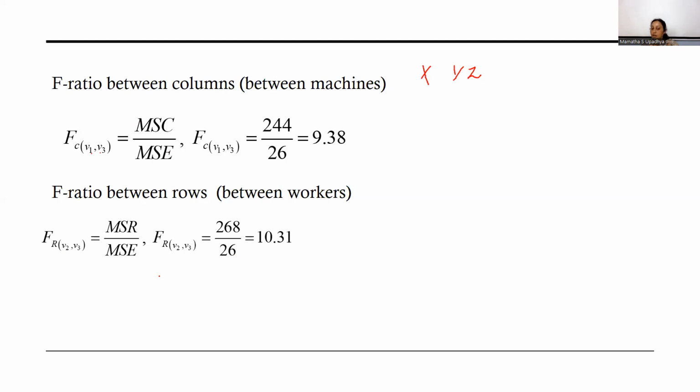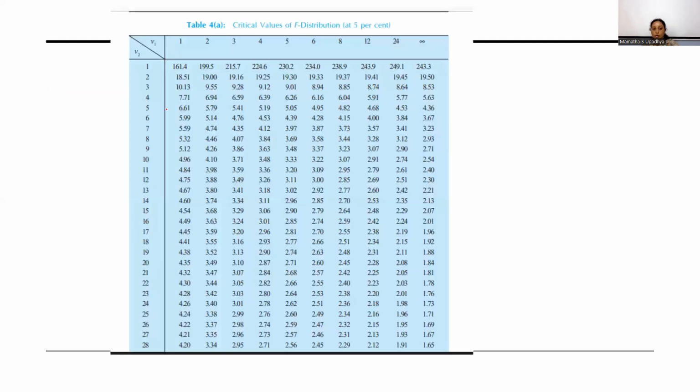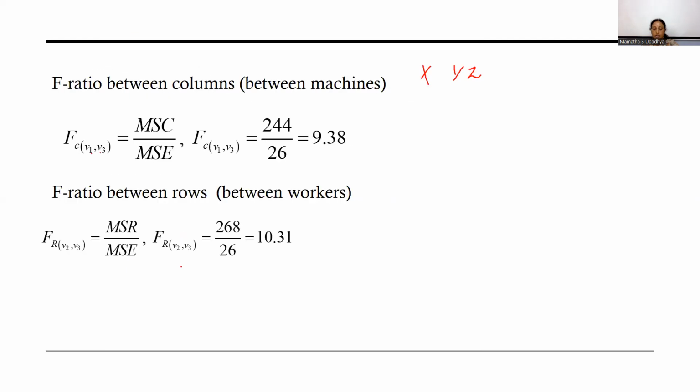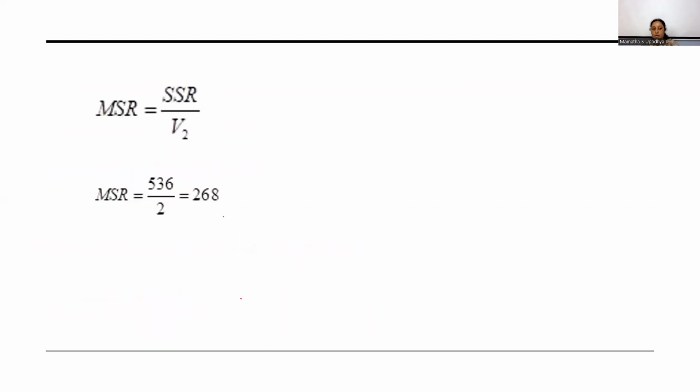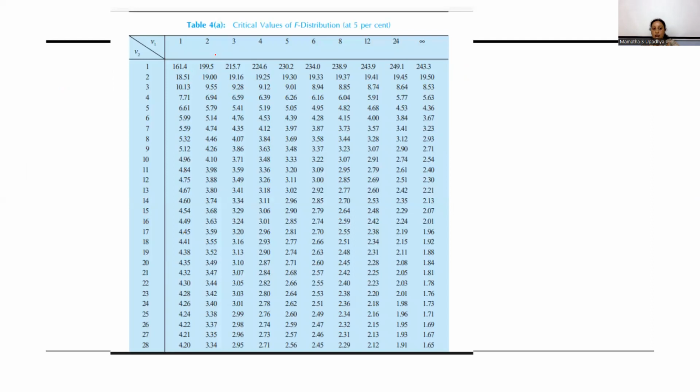Now we have to check the table value. So how to check the table value? Our V1 is 2 here, right? So here we have calculated V1 as 2 and V3 as 4. So V1 as 2 and V3 as 4. With respect to that, the standard value or the critical value at the 5% level of significance, we get the table value as 6.94.